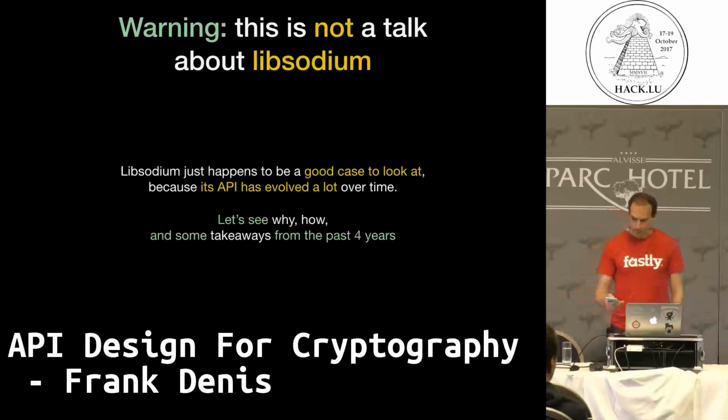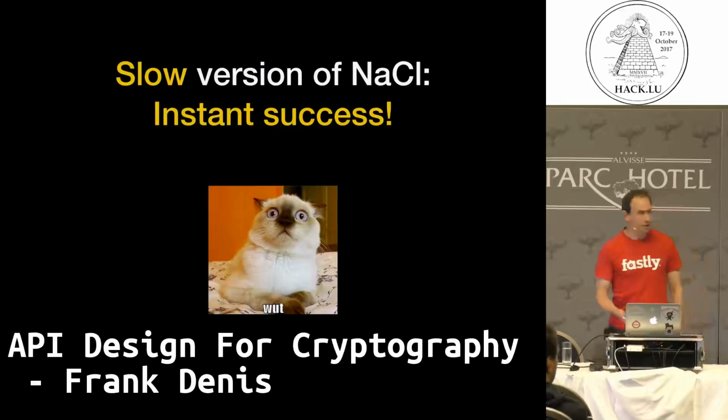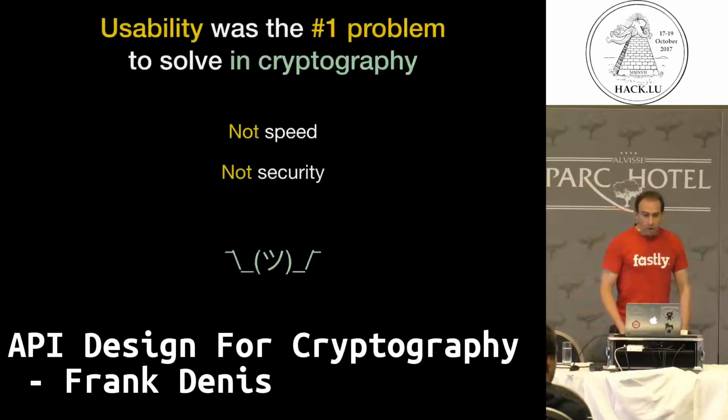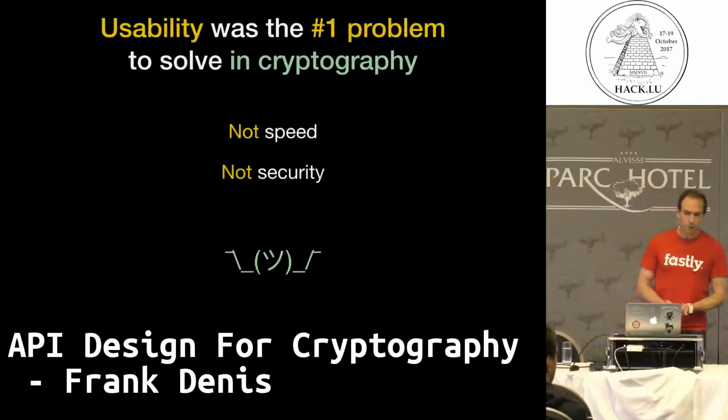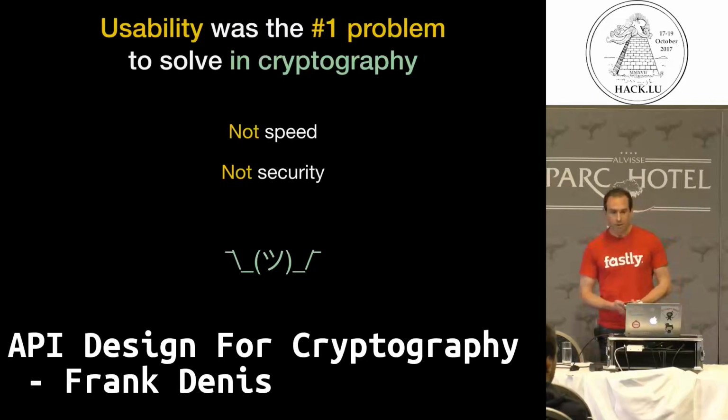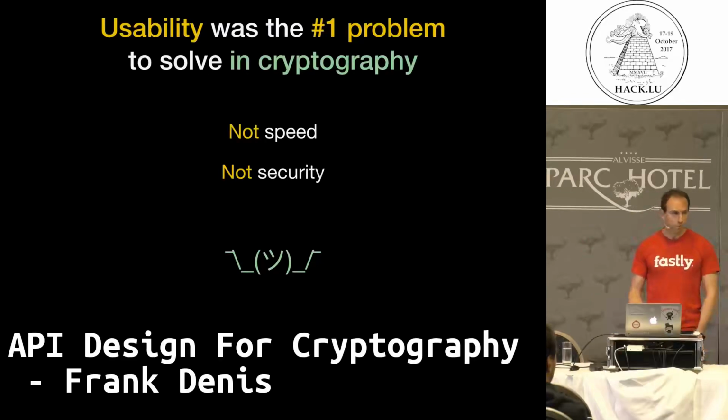So essentially, Sodium was a slow version of NaCl, and everybody liked it. That's pretty nuts, right? But actually what it means is that in crypto, the first problem to solve was not security. That's been solved a long time ago, actually. Not speed, which is the main thing cryptographers are focused on. This is really usability.